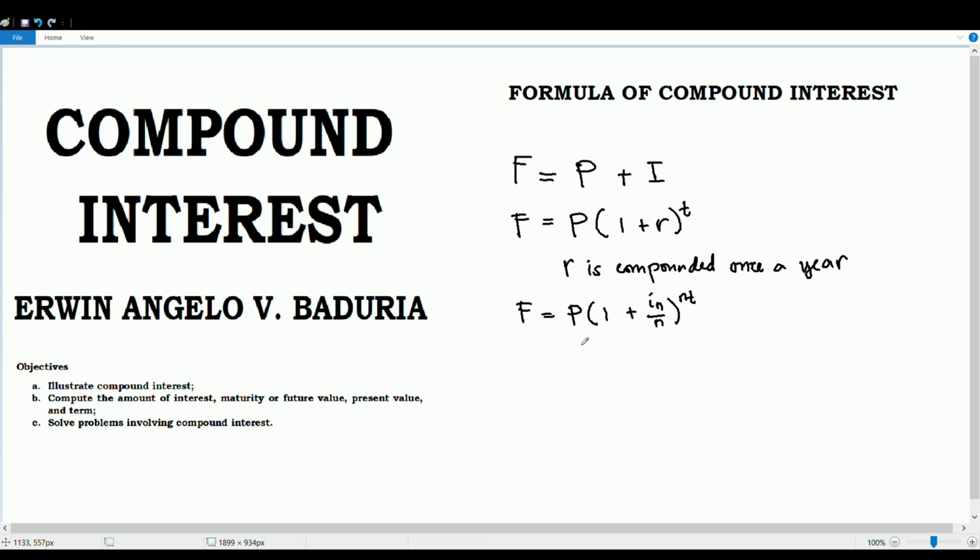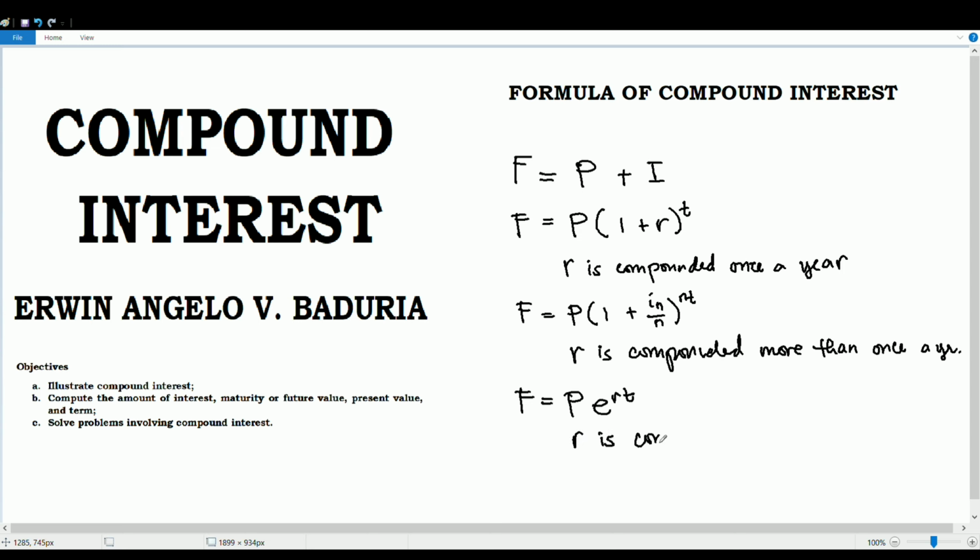So we will be using this formula only when the rate is compounded more than once a year. Now the last formula is F equals P e raised to RT. This formula is for compounding continuously. Okay, so we will be using only this formula if the rate is compounded continuously.